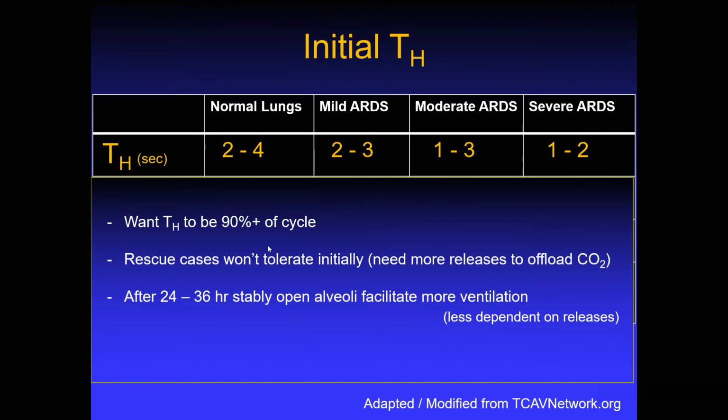And so while you ultimately want to get to the point where T high is 90% or more of the cycle, most patients won't tolerate that initially, particularly rescue cases where you need more releases to offload carbon dioxide early on. Now, after 24 to 36 hours of stably opened alveoli, you've got more ventilation coming from mechanism 3. You become less dependent upon releases. Then that's when you can start to drop and stretch, and increase your T highs more effectively and more safely at that point.